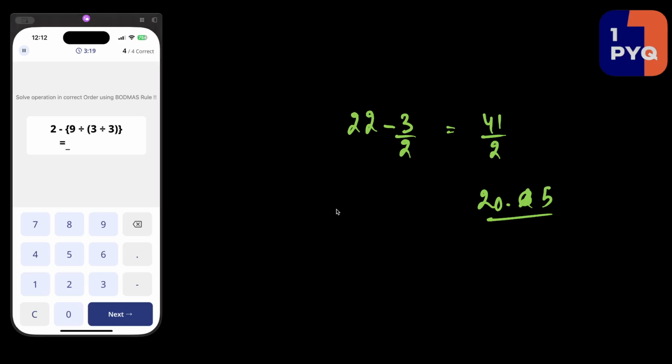Then 3 divided by 3 is 1. 9 by 1 is 9. So 2 minus 9 is simply minus 7.